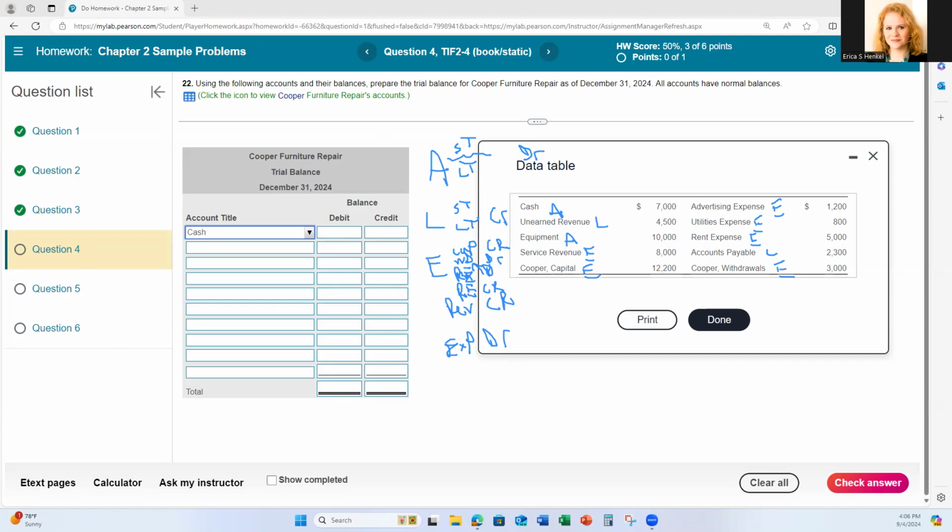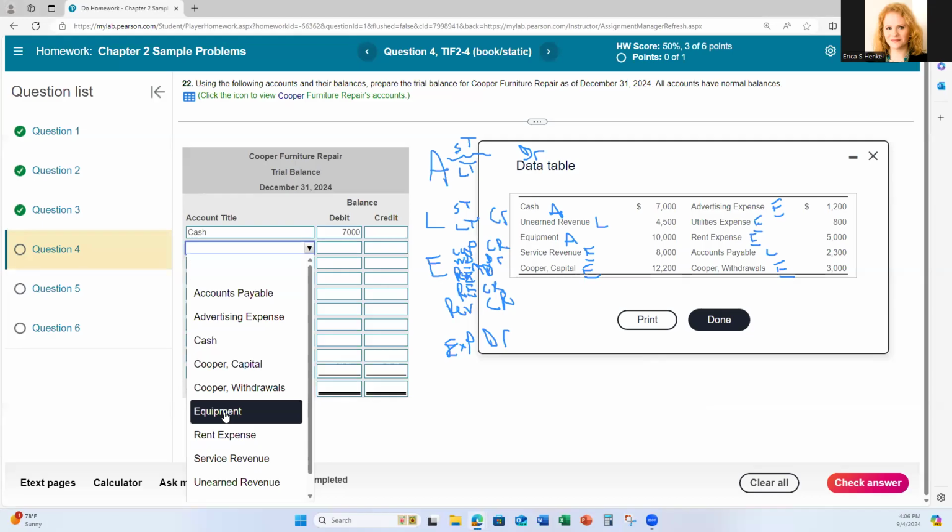All right, so now that we know what all of those are, we can put our assets first. So cash is short-term, got that one, $7,000. And then the only other asset we had listed here was equipment.